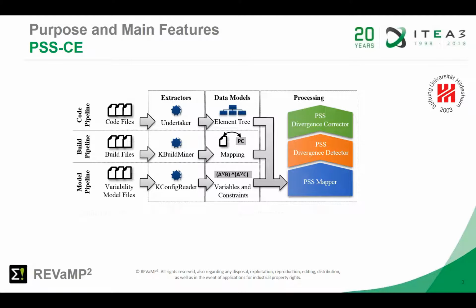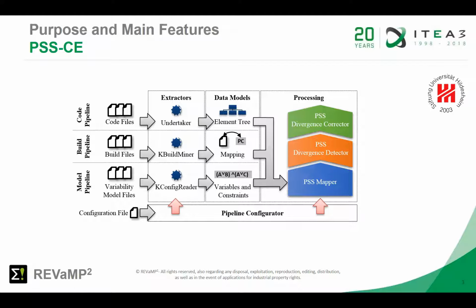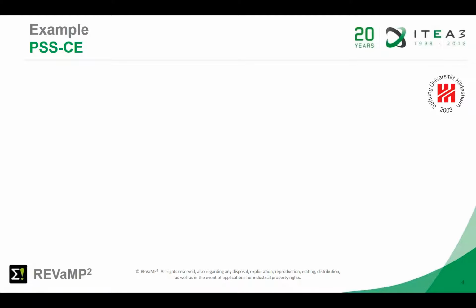The respective setup of KernelHaven is defined in a configuration file, which the pipeline configurator reads at startup to configure KernelHaven before its actual execution. In the remainder of this video, we'll use this configuration file to show the different steps one by one.